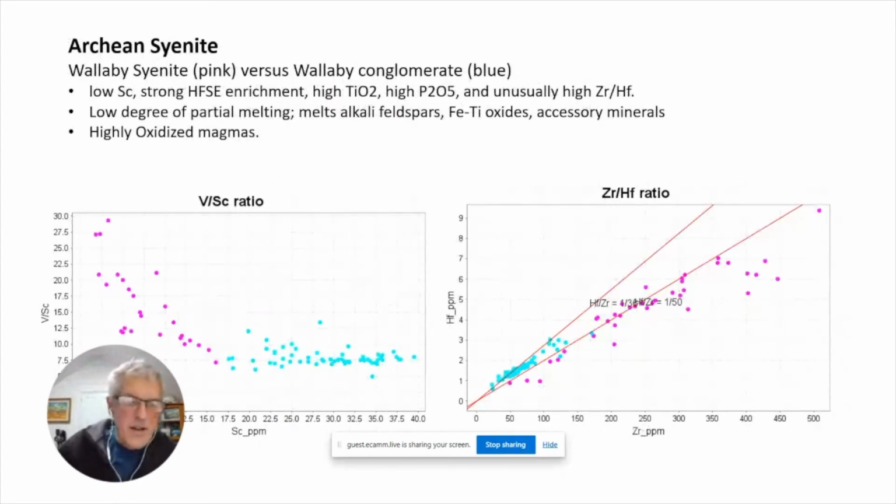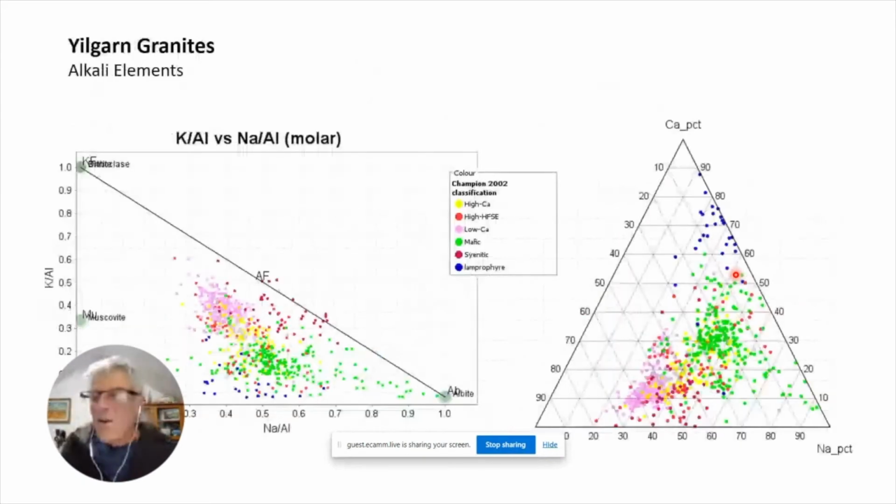Now we'll do the same for Wallaby. The pink dots in here are the Wallaby syenites or the alkalic intrusions. They're not all syenites. And the pale blue things are the Wallaby conglomerate. So you can see this crazy high vanadium-scandium ratio in the syenites, and you can see the crazy high zirconium-hafnium ratio. Right, really distinctive characteristics of alkalic magmas that you can easily see without looking at elements that move around during hydrothermal alteration.